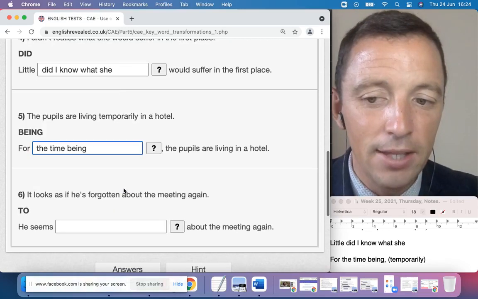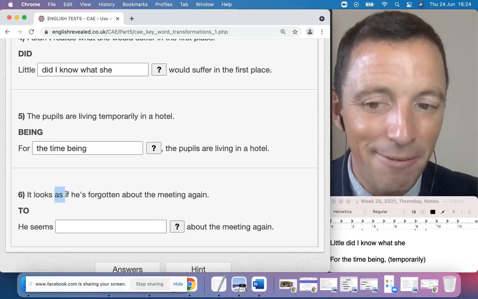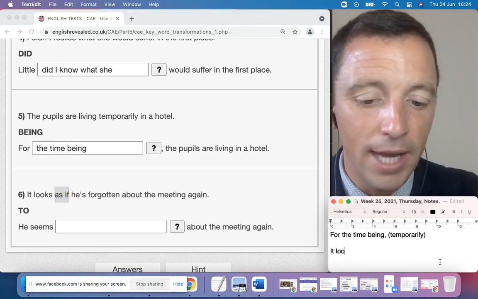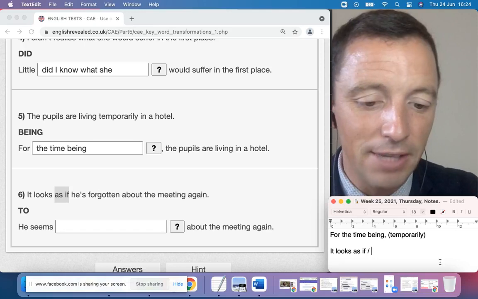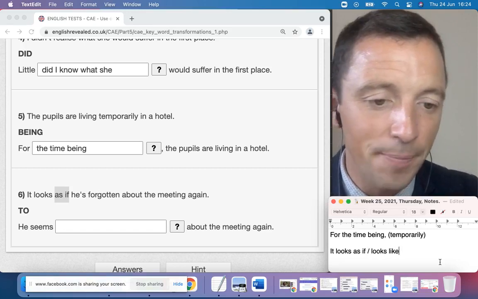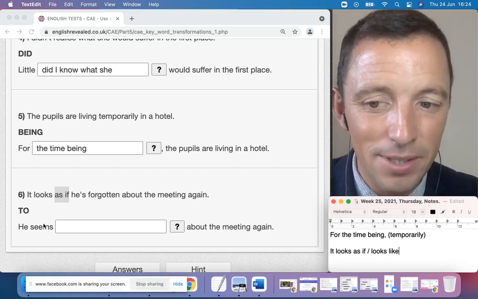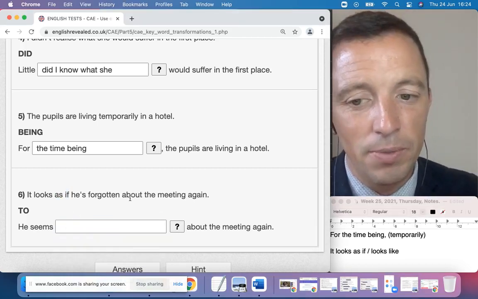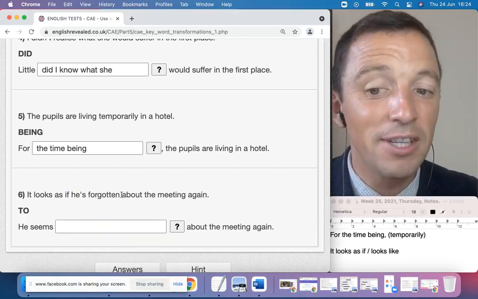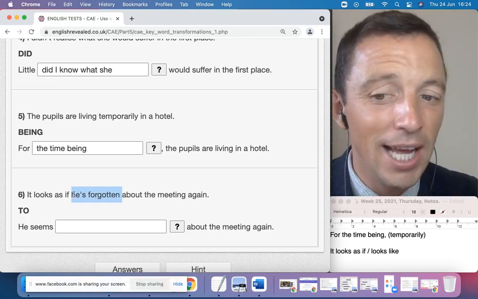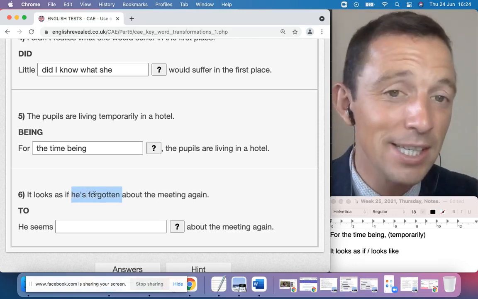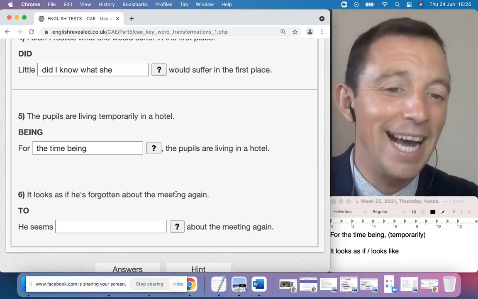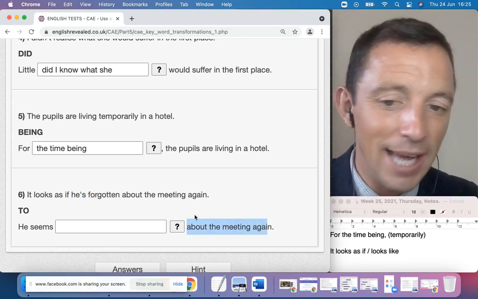Okay. Number 6, it looks as if. That's a very important structure. It's like it looks like. Okay, it looks as if has the significance it looks like. And it seems... something he's forgotten. He has forgotten. The verb is to forget, olvidar. And here's the present perfect, the participle plus the auxiliary. It looks as if he has forgotten about the meeting again. So about the meeting again, no problem.